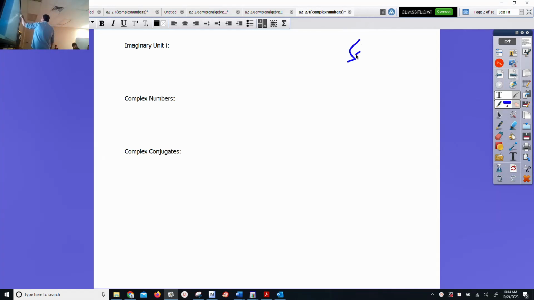Can you take the square root of -9? You can push buttons in a calculator, what would it say? Error. It would say error. I don't know. Grab a calculator, see what it says. Try typing in square root of -9 in a calculator. See what it says.